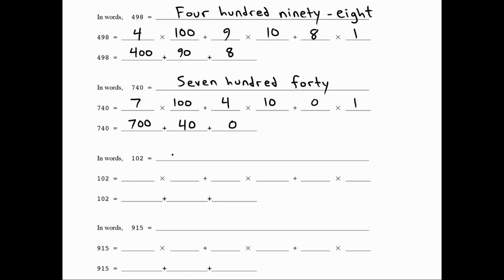In the sequence 102, start with the hundreds place and write 100. Then the remaining sequence of 02 is simply written as 2. It's 1 times 100 plus 0 times 10 plus 2 times 1. This corresponds to 100 plus 0 plus 2.